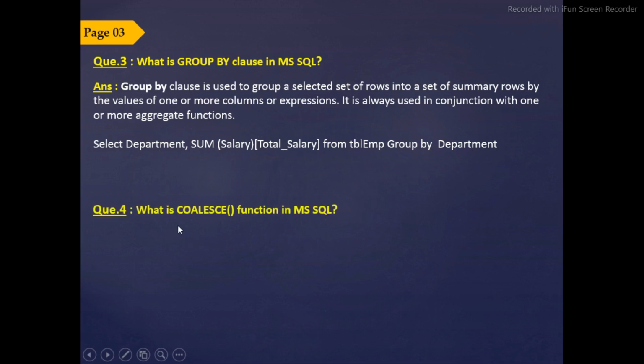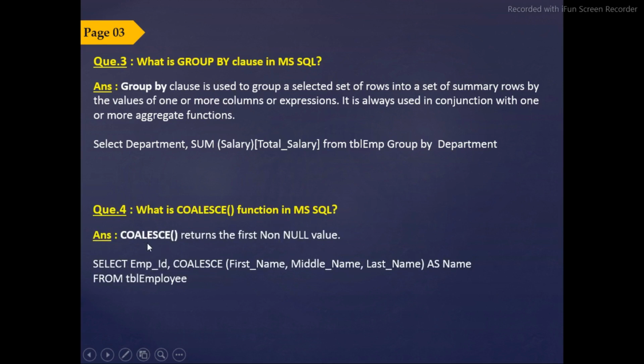Next question is what is the coalesce function in MS SQL? This is a generally asked question in interviews. Okay. And the answer is coalesce function returns the first non-null value from the select query. For example, select emp id, coalesce, inside the coalesce function I have passed first name, middle name and last name as name from table employee. So this coalesce function will return the first non-null value among these three parameters.